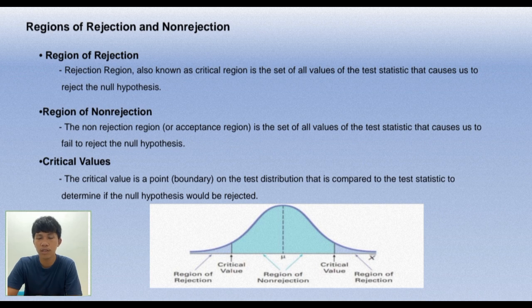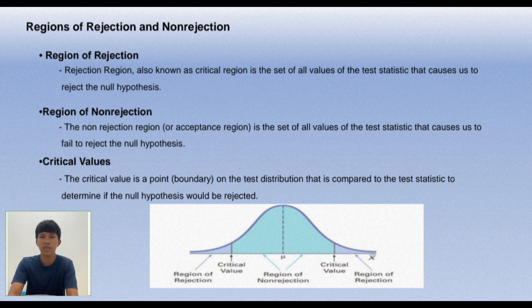So next is the region of non-rejection. The non-rejection region, or acceptance region, is the set of all values of the test statistic that causes us to fail to reject the null hypothesis. The region of non-rejection is the range of values for the test statistic where we fail to reject the null hypothesis. This region lies between the critical values in the distribution and represents outcomes that are considered likely or consistent with the null hypothesis.